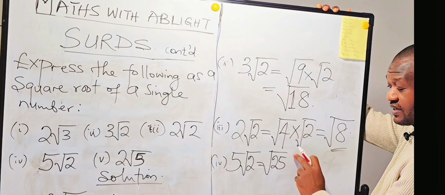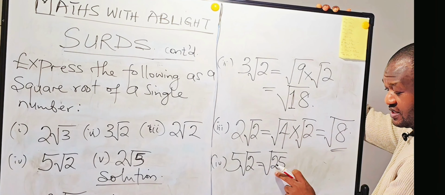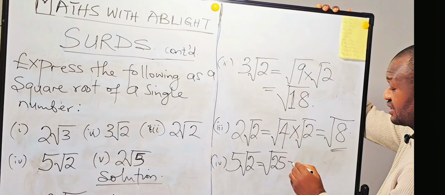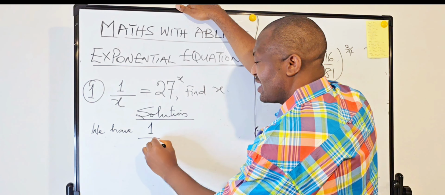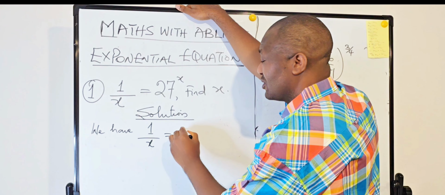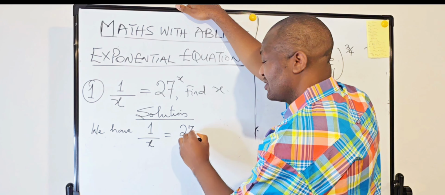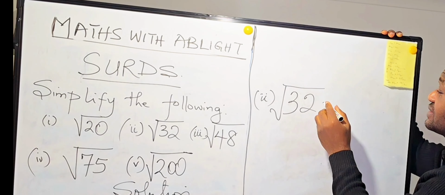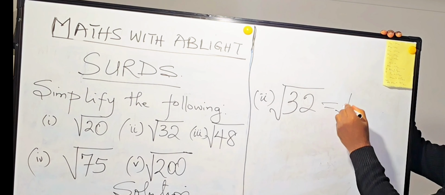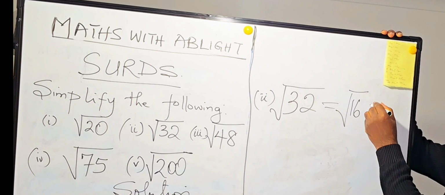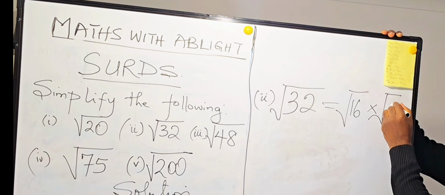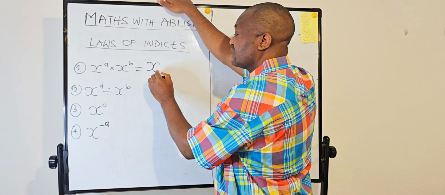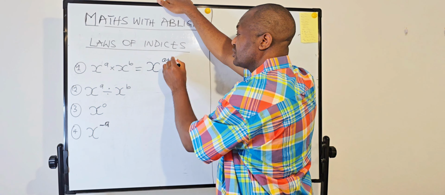The square of 5 is 25, so you put it in square root because the square root of this will give you exactly 5. 1 over x is equal to 27 raised to power x. Express square root of 32 as square root of 16 multiplied by square root of 2. X to power a plus b.